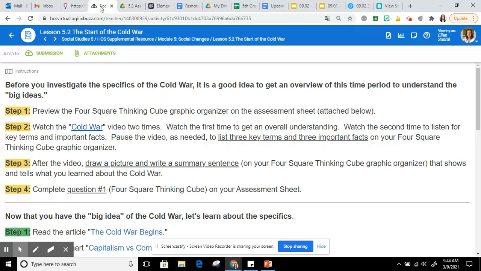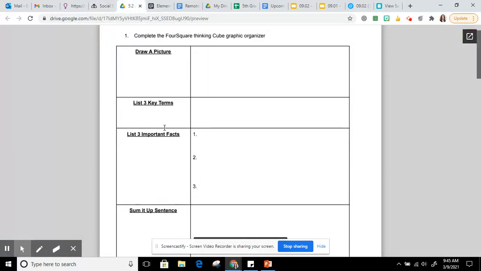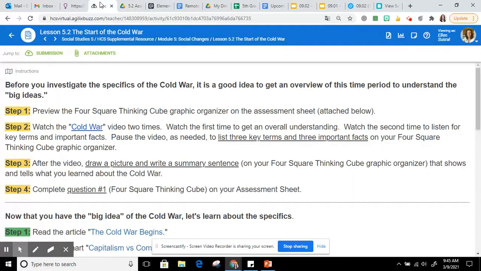Step 2, you're going to watch the Cold War video 2 times, and you can click on the video by selecting those blue words. Watch the first time to get an overall understanding. So when you watch it the first time, just watch it straight through. And then you're going to watch it a second time to listen for key terms and important facts. You can pause the video as you need to list 3 key terms and 3 important facts on your 4-square thinking cube graphic organizer. So after you watch the video, or as you watch the video the second time, you're going to list 3 key terms and 3 important facts that you hear.